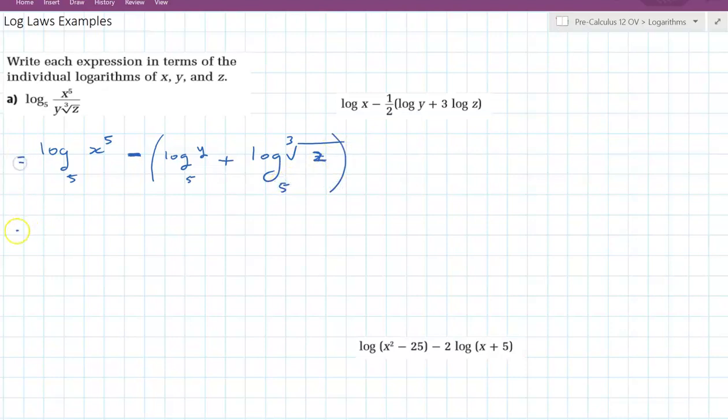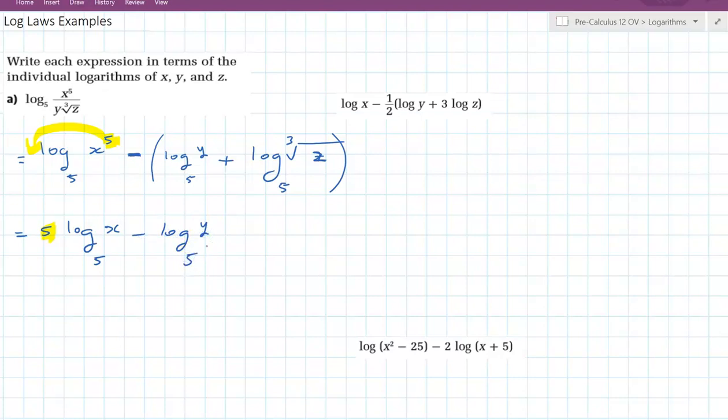Then you have to go ahead and simplify. So right away we're going to include all the laws. The exponent 5 can come to the front. So that would be log of x base 5 multiplied by 5 at the front. So that's the 5 to the front right here. And then we're going to go ahead and do the multiplication here. So that would be minus log of y base 5.